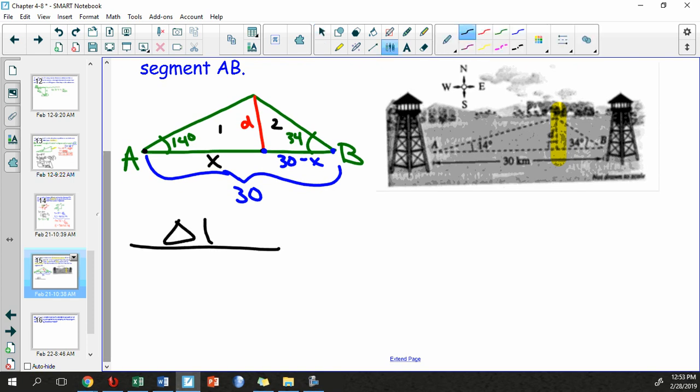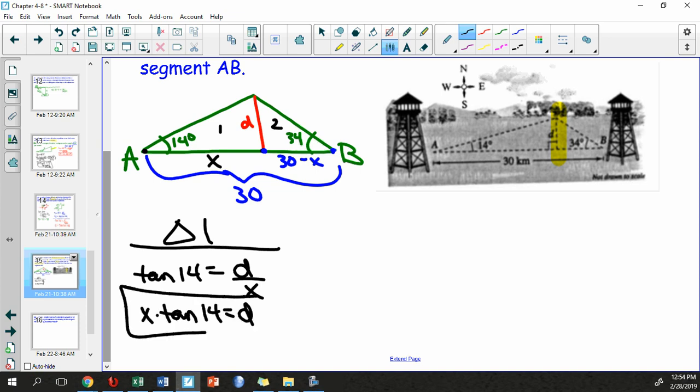So triangle 1, we need to find d. How do I find d in triangle 1? What is d according to 14 degrees? It's opposite. What is x? What trig function deals with that? Tangent. So the tangent of 14 degrees is equal to d divided by x. Yes, there are two unknowns, but my goal here is to find d. So how do I solve for d? Multiply by x. So x times the tangent of 14 is equal to d. Box that in.